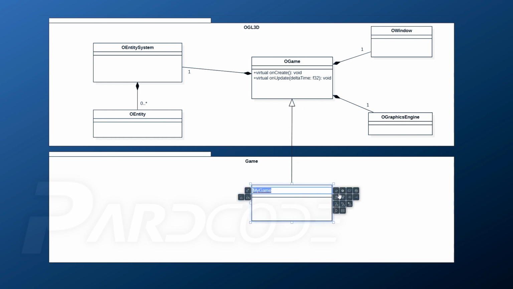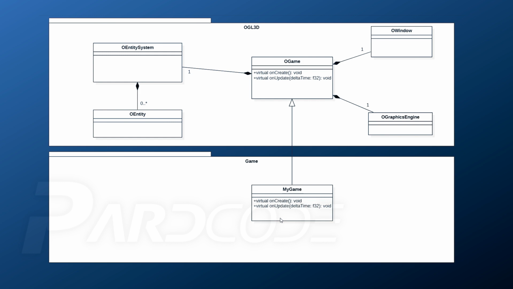Now we can override the onCreate and onUpdate virtual methods in our MyGame class in such a way to implement our own logic. For example, in the onCreate method we can add the entities to our game, and in the onUpdate method we can handle general logic of the game.